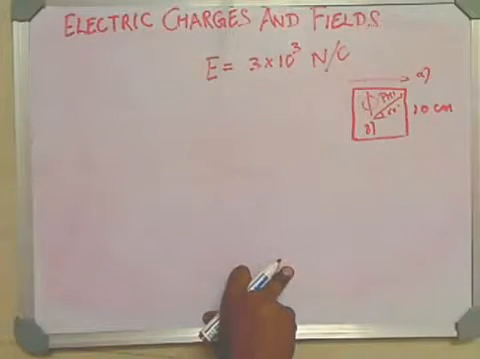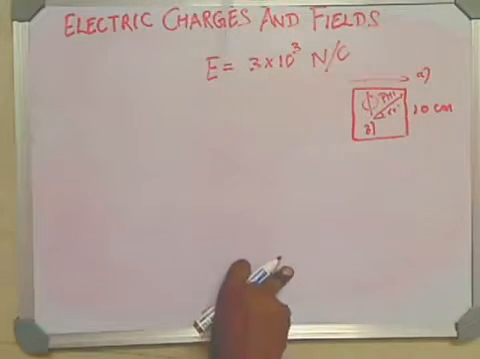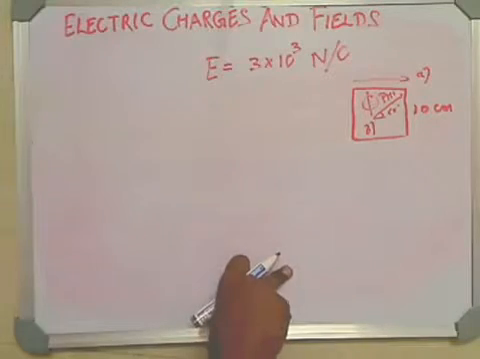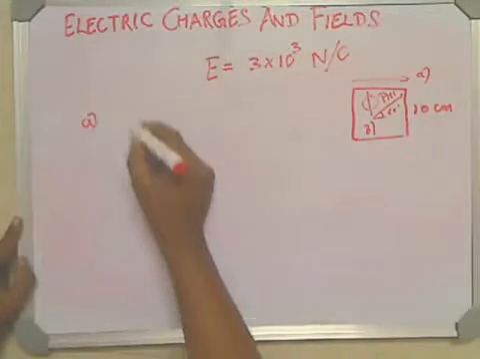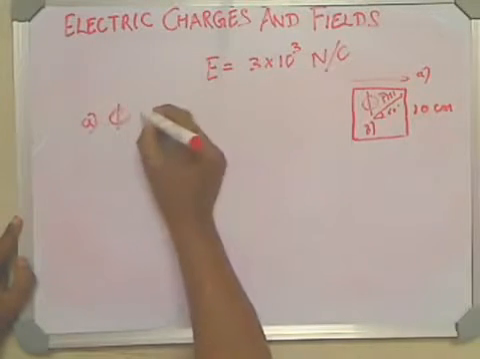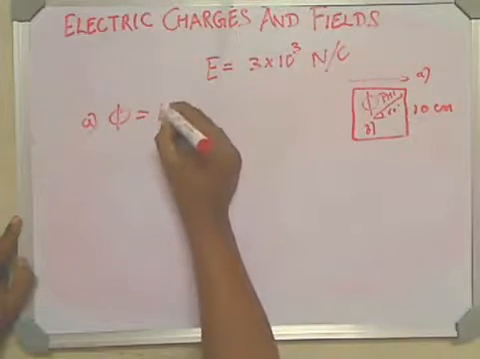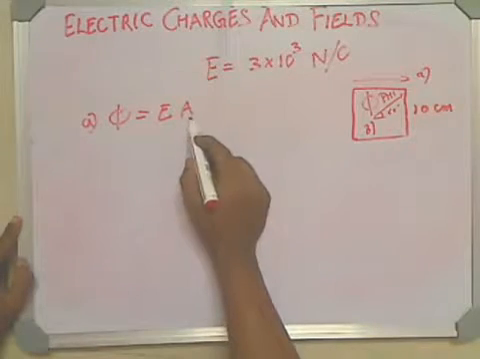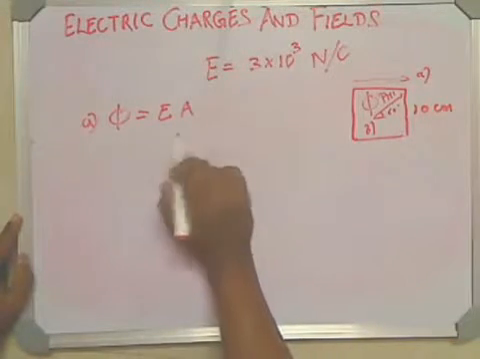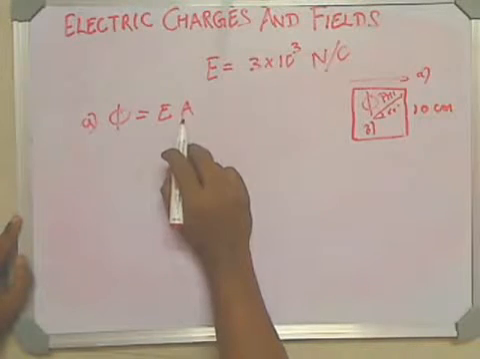Now, in the first case, it's pretty easy to find, because when you have to calculate electric flux, you use this very, very simple formula. The strength of the electric field multiplied by the area on which the electric field is actually falling on.